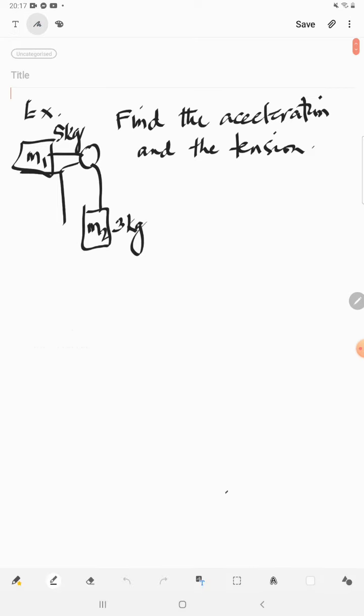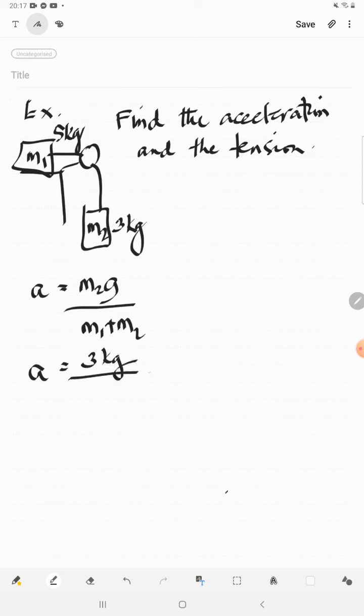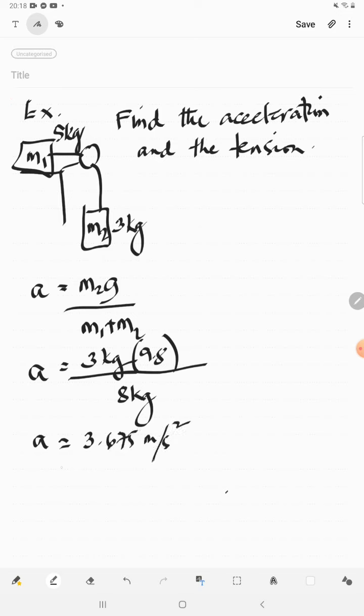Okay? So finding for the A, your A is simply equal to M2G divided by M1 plus M2. So acceleration is simply equal to 3 kilograms times 9.8 divided by 8 kilograms. Okay, so the acceleration is simply equal to 3.675 meters per second squared.